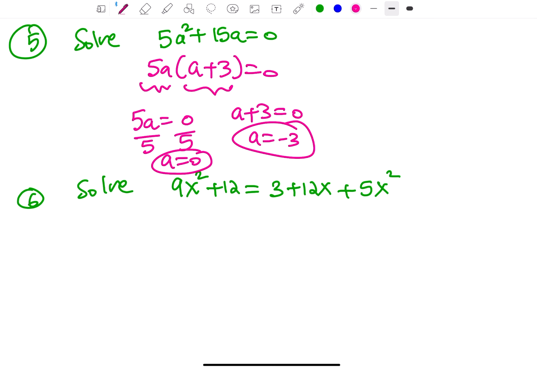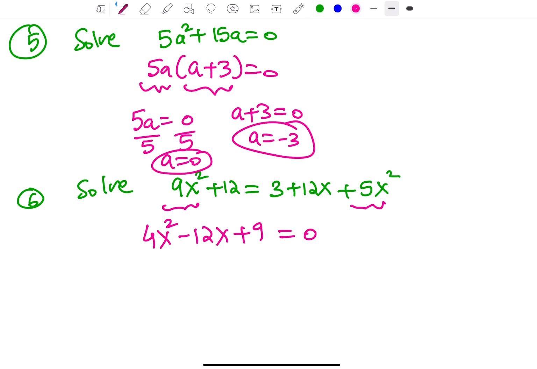Now, next one, we do have equations. We have terms on both sides. We want to try to bring everything to one side. So subtract the 5x squared from the left hand side. 9x squared minus 5x squared is 4x squared, minus 12x, and then subtract the 3. 12 minus 3 is going to be positive 9. So this is my new equation.